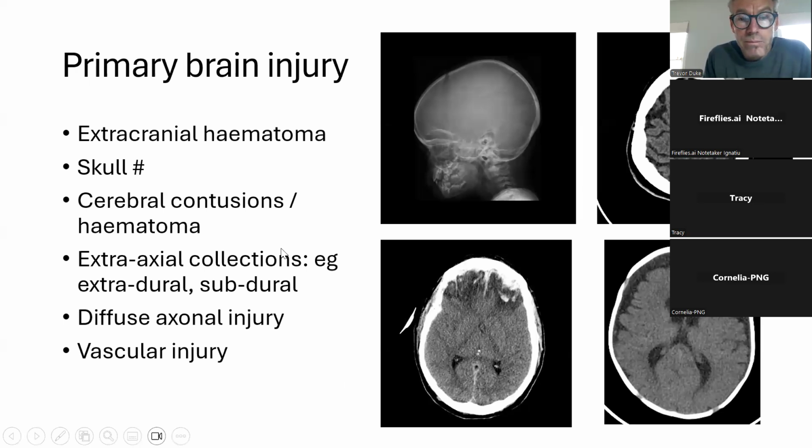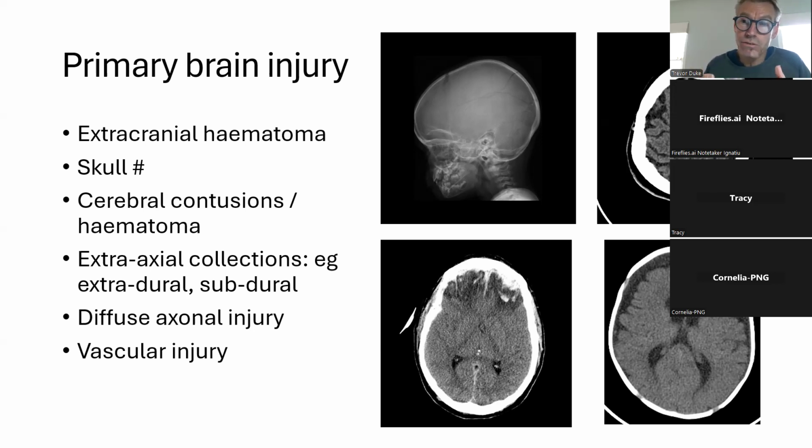So we're going to talk about primary brain injury to start with. And remember, I said primary brain injury is that injury which we can't do much about, apart from advocating for better safety measures, better parental supervision for children, etc. But the primary brain injury has already happened by the time the child arrives at your emergency department or in your hospital. And that can be a number of different types of injuries.